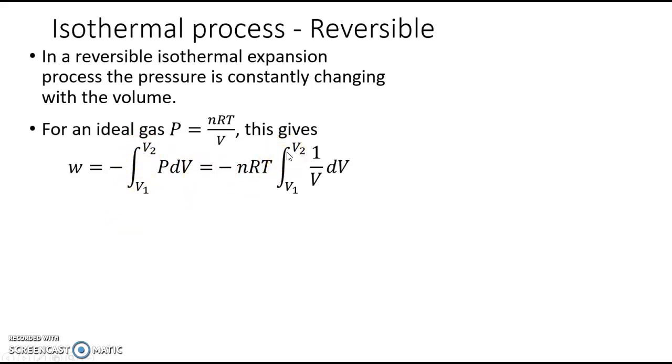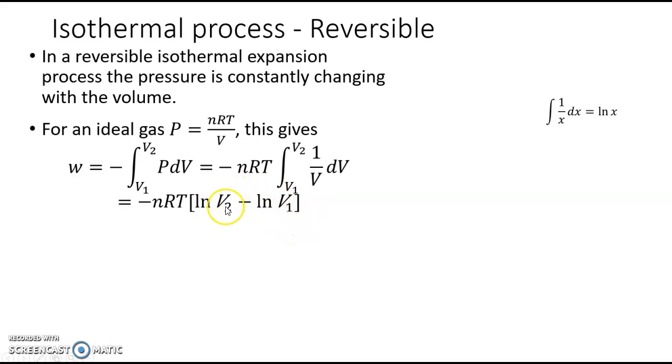But V is not constant, it's changing. So this stays inside the integral, 1 over V dV. If we recall from calculus, the integral of 1 over x dx is ln x, plus c. So we have a definite integral here. That would be minus nRT, bracket, ln V2, that's natural log of V2 minus natural log of V1.